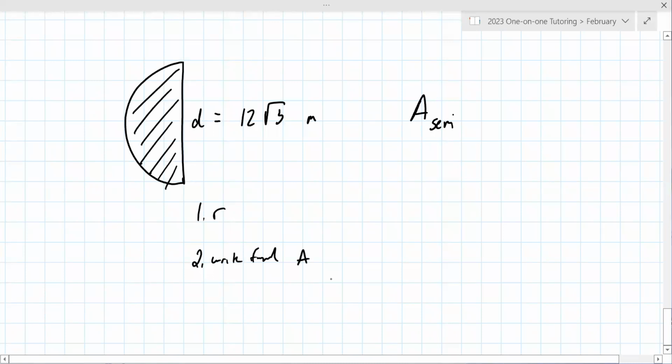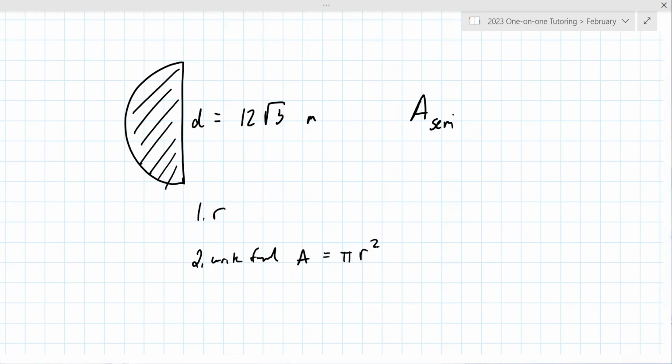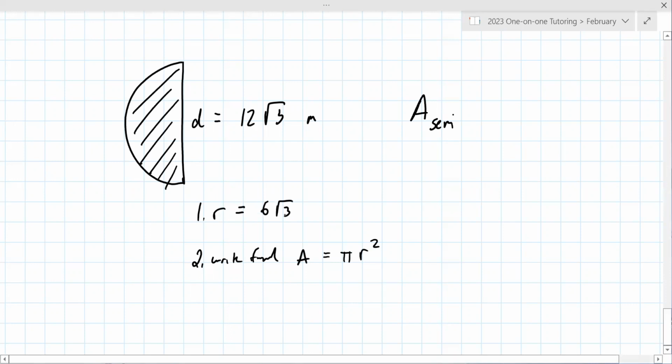So the formula for area is pi r squared. What is your radius? The radius is 6 root 3. Okay, so now we've done this a bunch of times. You got to take this number, the radius, and put it in here and square it.